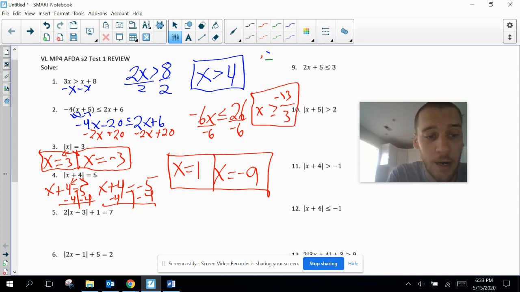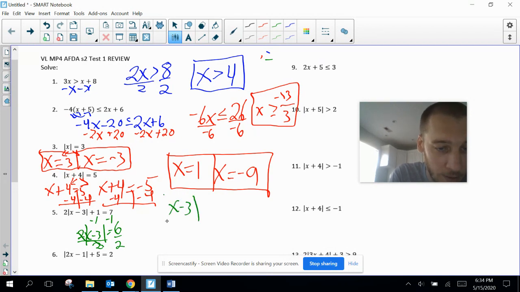We do have to get the bars by themselves first, so I'm going to subtract 1 on both sides. And then I'm going to need to divide by 2. So these cancel out. I'm left with just the bars now: the absolute value of x minus 3 equals 6 divided by 2, which is 3. And now I split it up. So one way is just as it is, x minus 3 equals 3. And the other way, x minus 3 equals negative 3.